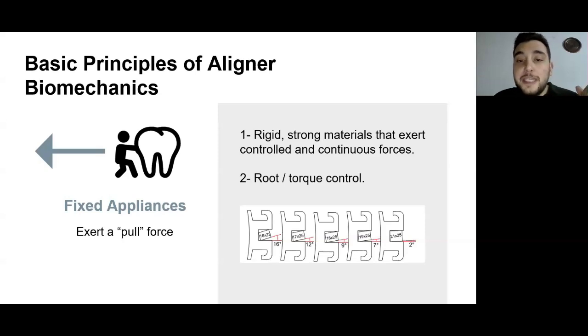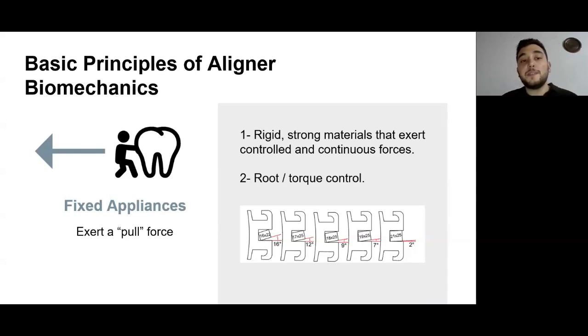So before we move on to clear aligners, I just want us to refresh or point out two important points about fixed appliances. For fixed appliances, we have this assembly of brackets and wires, and all of the materials included in this are rigid and strong materials. They exert controlled and continuous forces over the teeth. And this allows them to apply certain movements that are very challenging, such as root and torque control. These are challenging movements in orthodontics in general, whether we're talking about clear aligners or fixed braces.